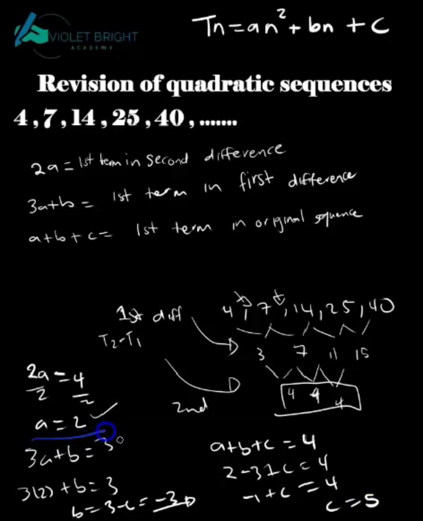So a is 2, b is negative 3, c is 5. So we have done each and every one of them. So now we need to substitute these into our equation. So let's proceed.